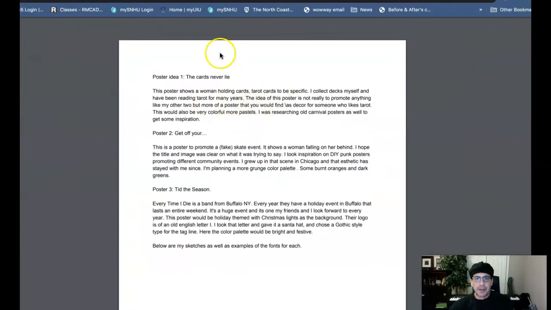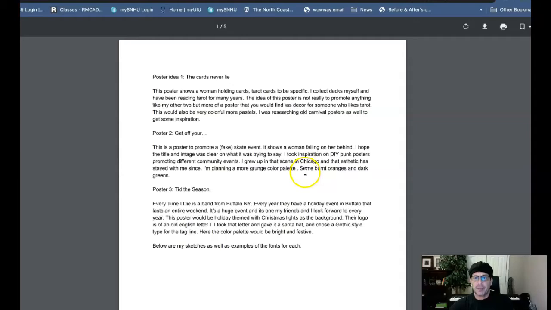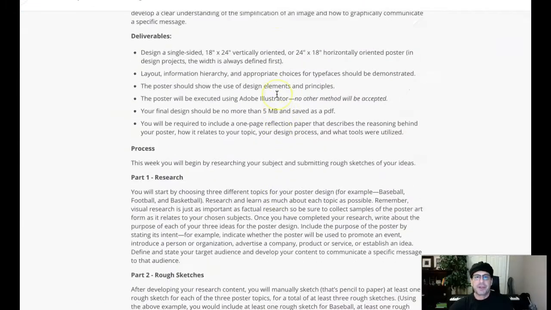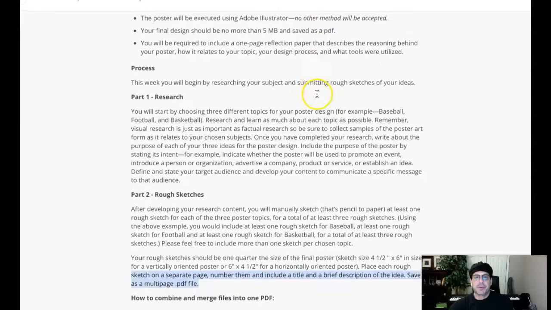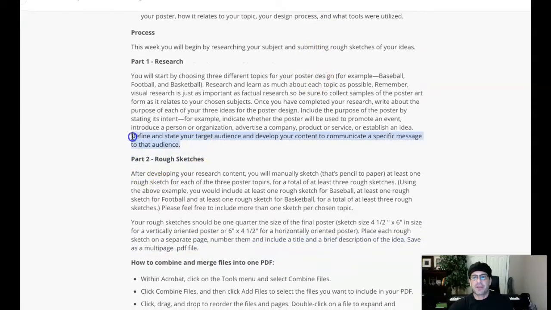Danielle, let's go and take a look. I've got your work up here now. Good job with your written portion. The only thing I don't see in here is your target audience. So jump over to the assignment page, right? And we jump over here now.